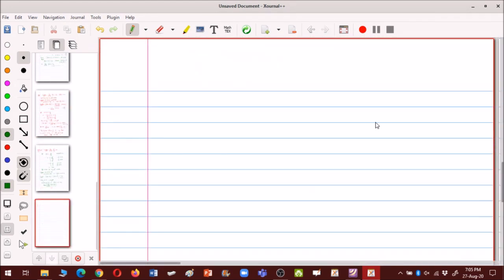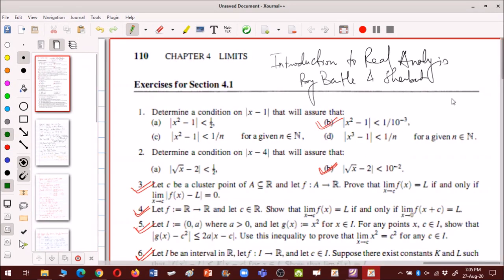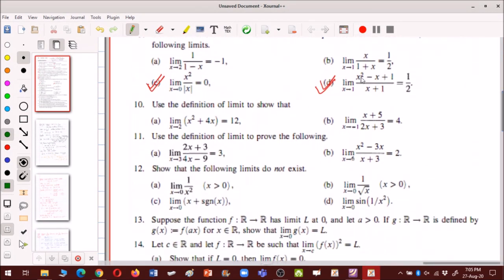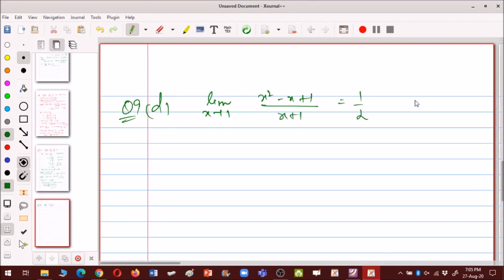Let me do D part. Question number 9, D. And what was the D part? We have to show limit x tends to 1, (x square minus x plus 1) upon (x plus 1) is equal to 1 by 2. So question number 9, D part was limit x tends to 1, (x square minus x plus 1) upon (x plus 1) equal to 1 by 2. This we have to show.